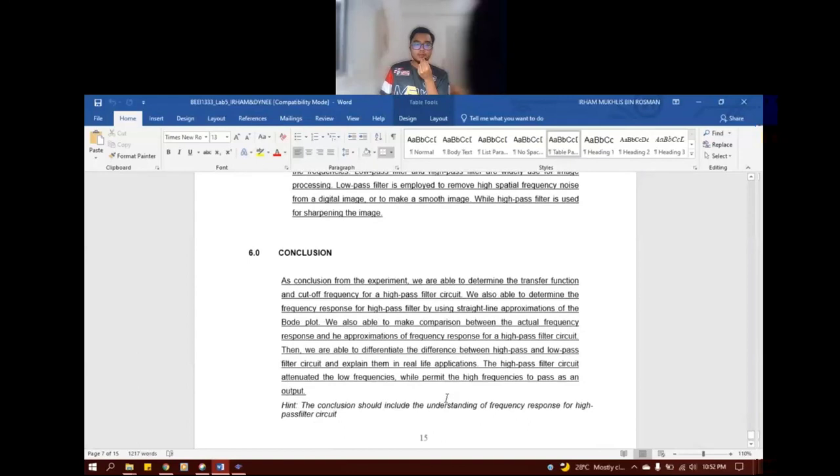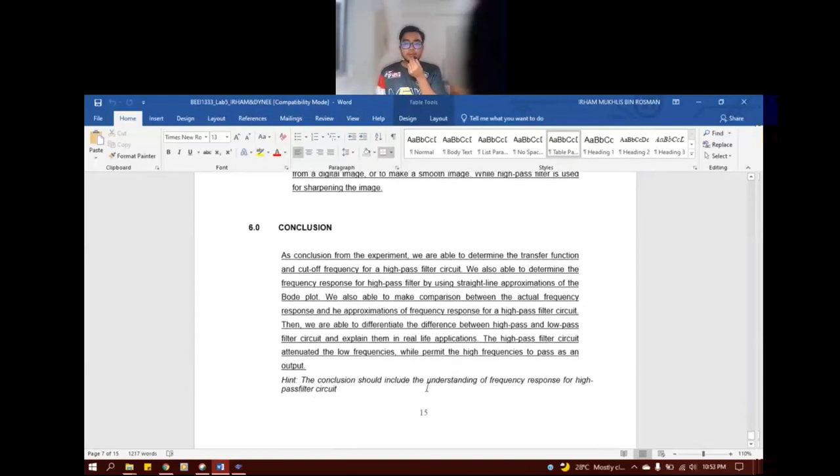As for the conclusion from the experiment, we are able to determine the transfer function and cutoff frequency for a high pass filter circuit. We are also able to determine the frequency response for a high pass filter by using the straight line approximation of the Bode plot. We are also able to compare the actual frequency response and the approximation of the frequency response for a high pass filter circuit. Then we are able to differentiate between high pass and low pass filter circuits and explain them in real life applications.